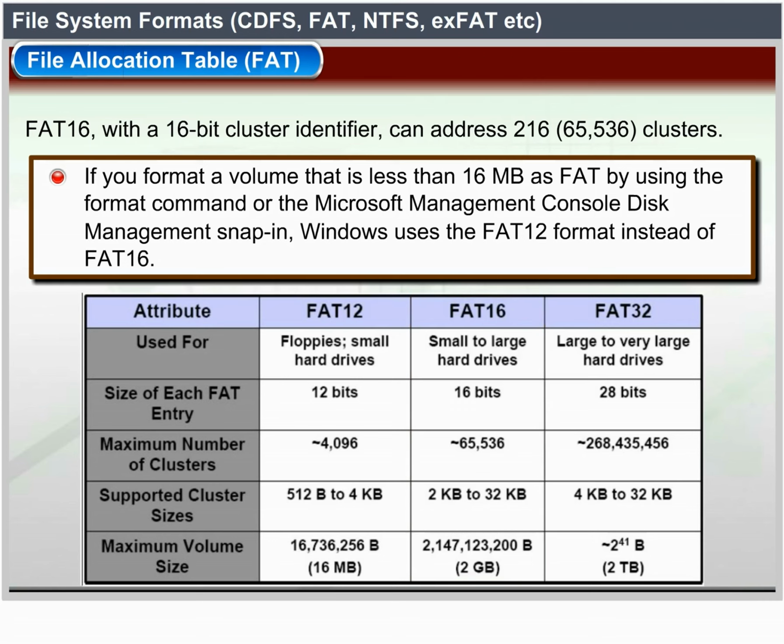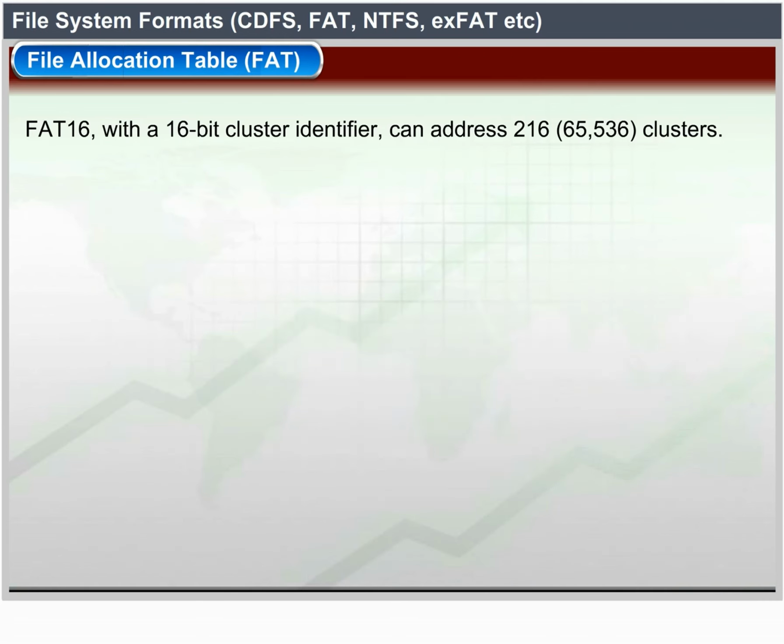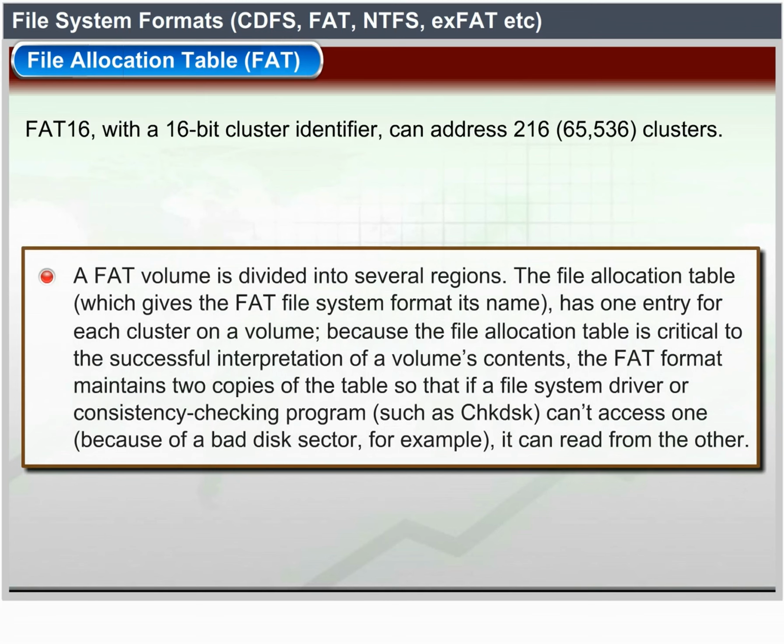A FAT volume is divided into several regions. The file allocation table, which gives the FAT file system format its name, has one entry for each cluster on a volume. Because the file allocation table is critical to the successful interpretation of a volume's contents, the FAT format maintains 2 copies of the table so that if a file system driver or consistency checking program such as CHKDSK cannot access one, because of a bad disk sector, for example, it can read from the other.